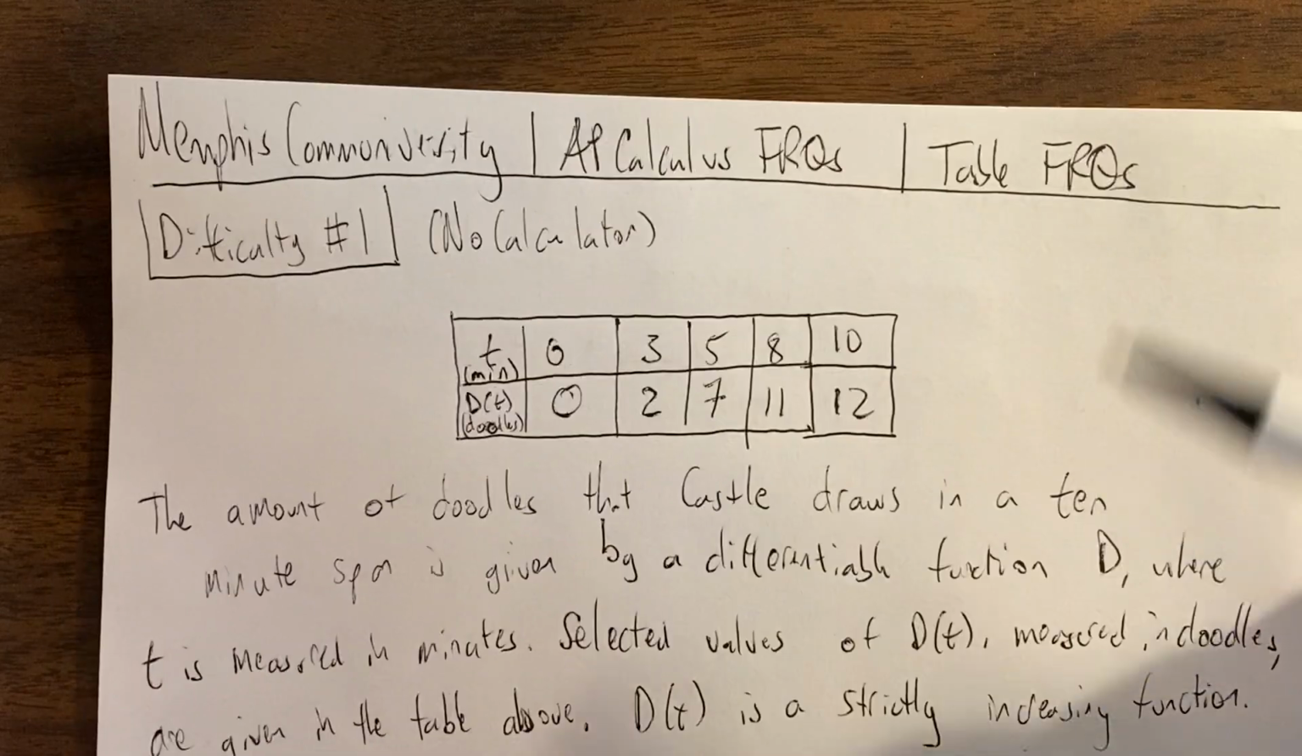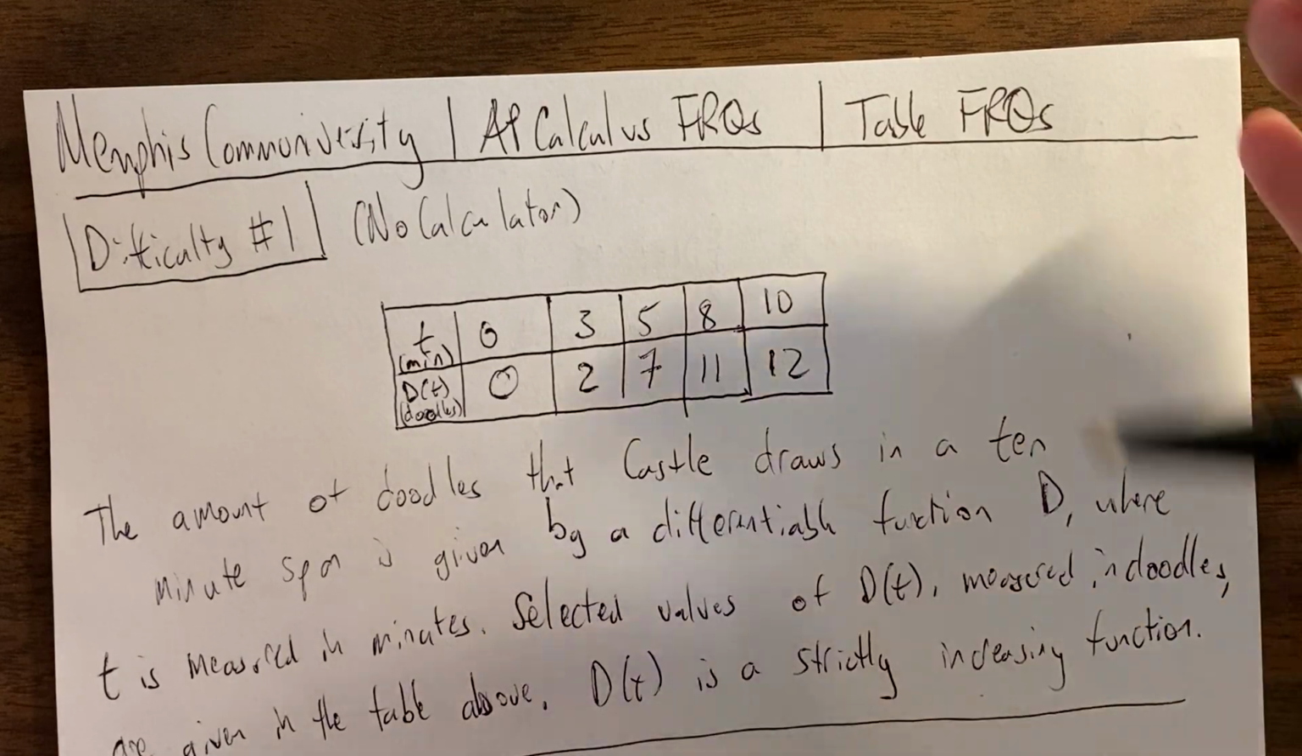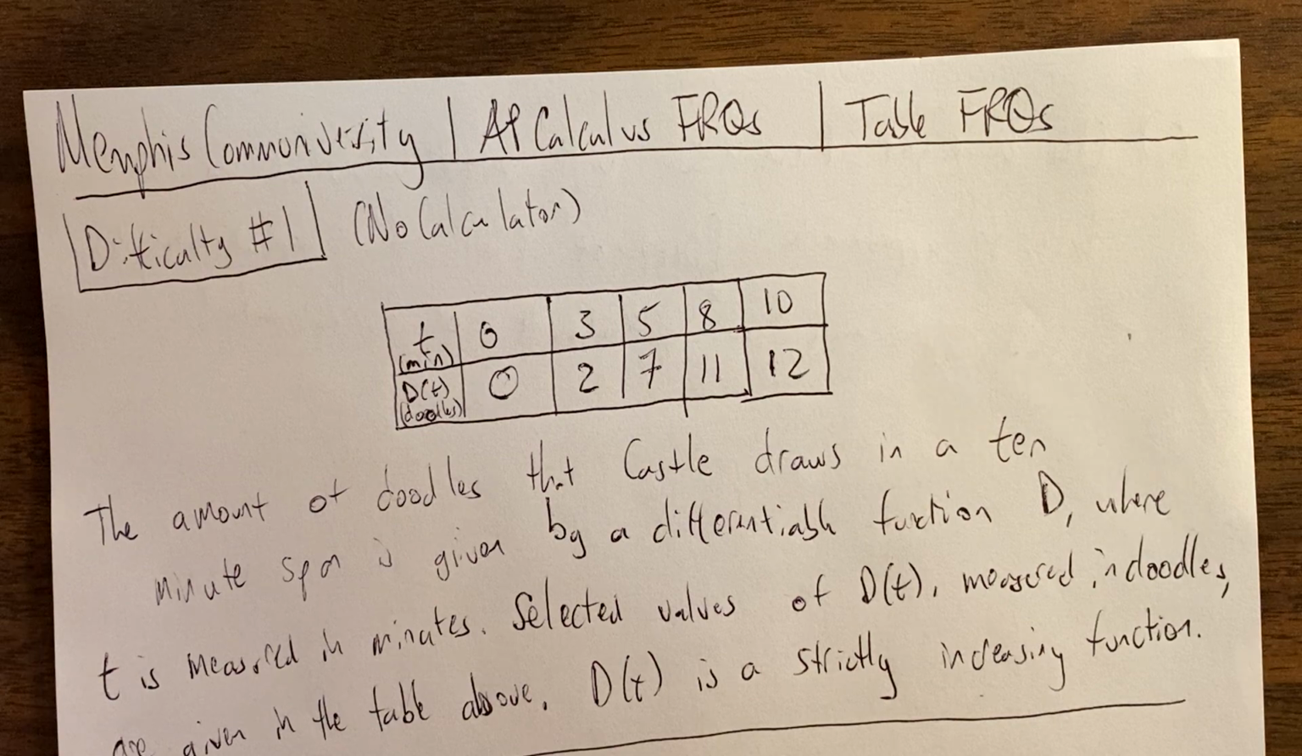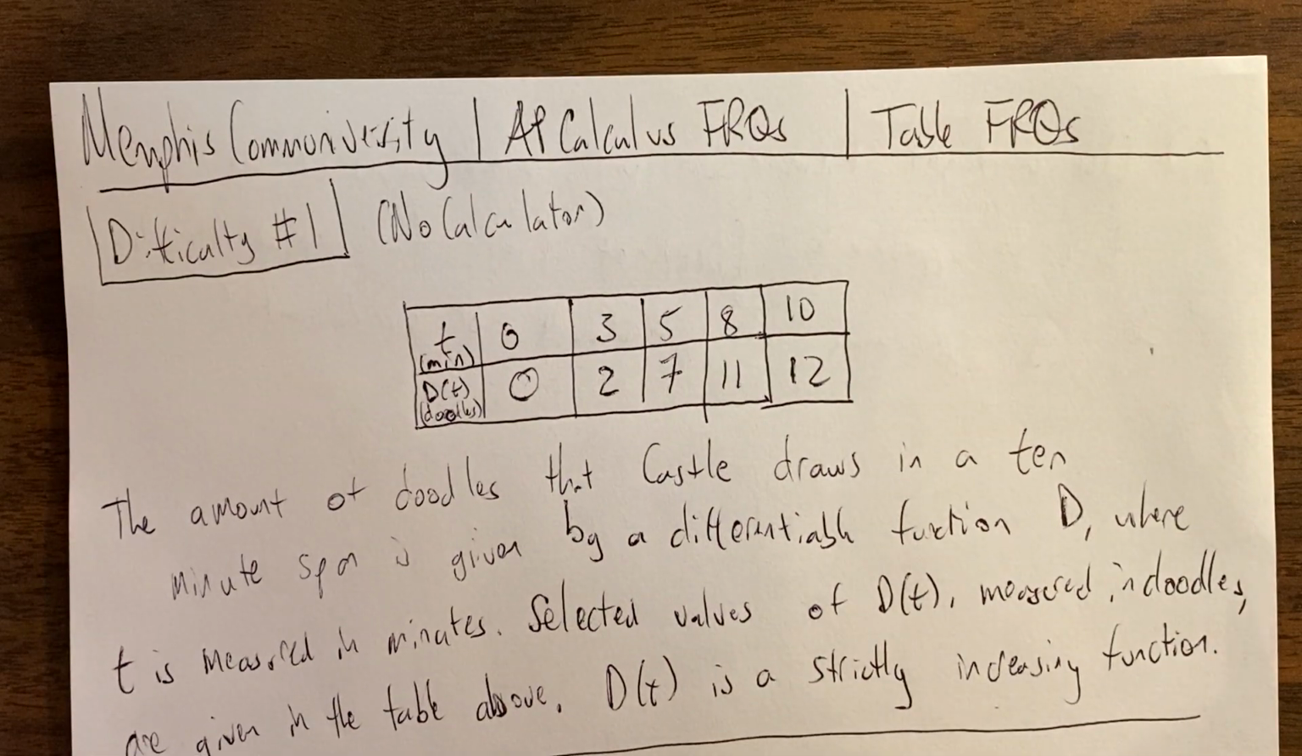We do this for every single free response question topic, so table free response questions, area and volume, BC stuff like Taylor series. But let's get started with this one because it is a very important free response question. It does appear quite a number of times, and it's not the hardest free response question, as you will see.